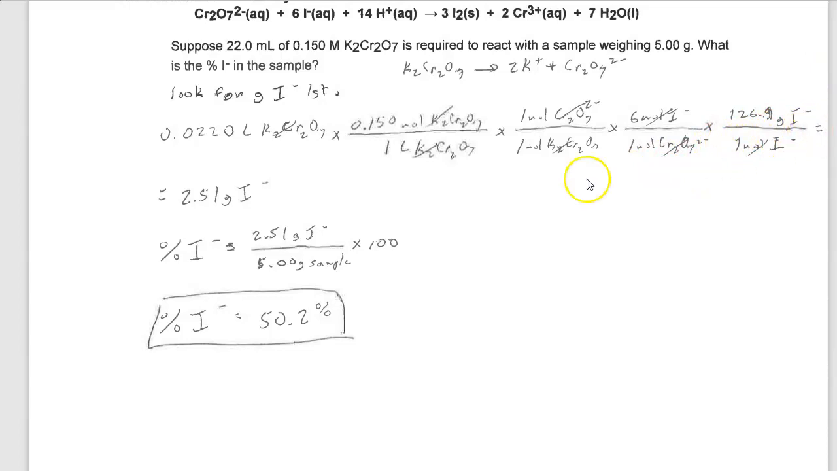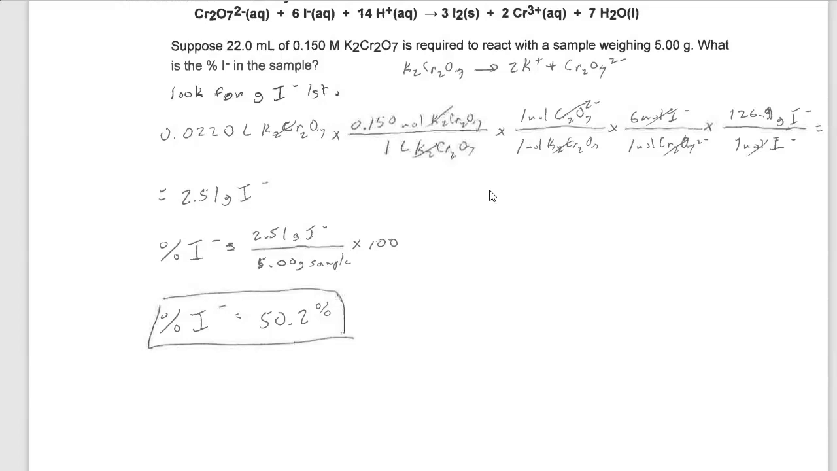So no more factors. Okay, so 0.0220 times 0.150 times 6 times 126.9. Looks like 3, 3, 4 significant figures. So go with the least, that'd be 3. 2.51 grams of I minus. All right, do you see how that worked?